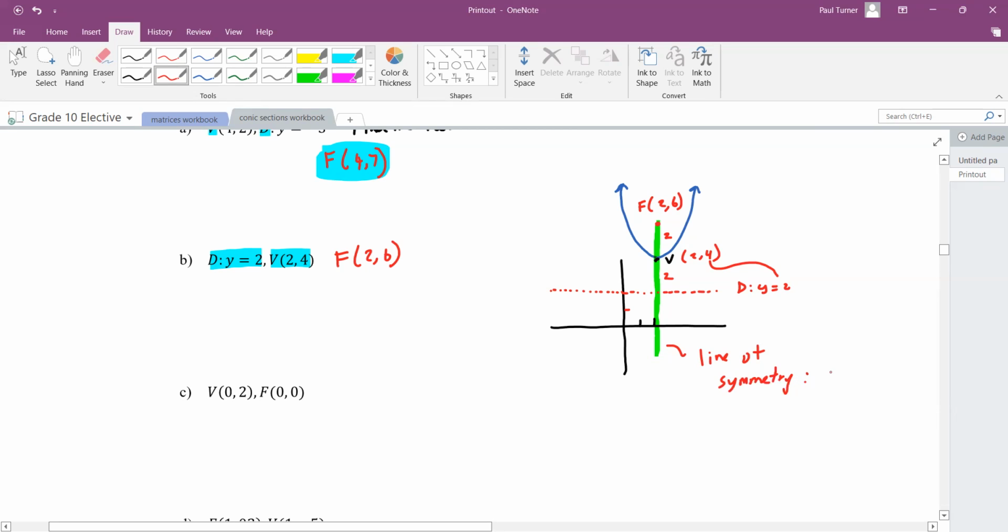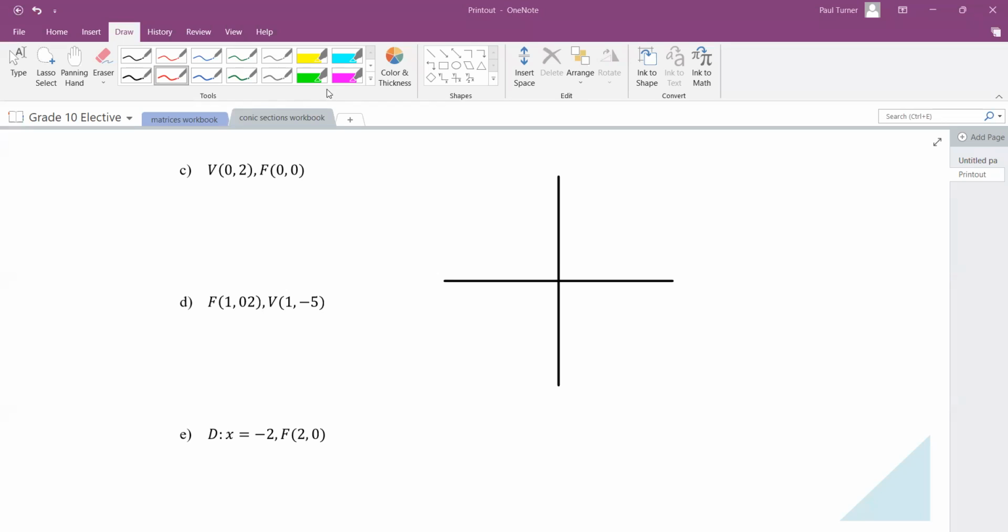And that line of symmetry is x equals 2. That's the line x equals 2. So in question C, we're given the vertex, which is 0, 2, and the focus, which is 0, 0. Okay, so we mark these points on.